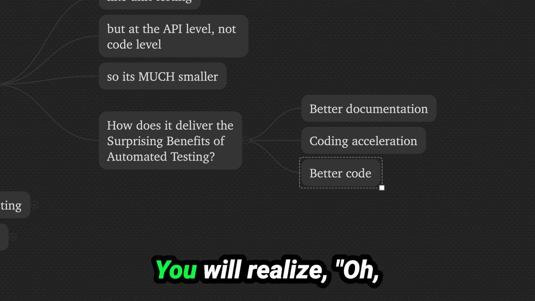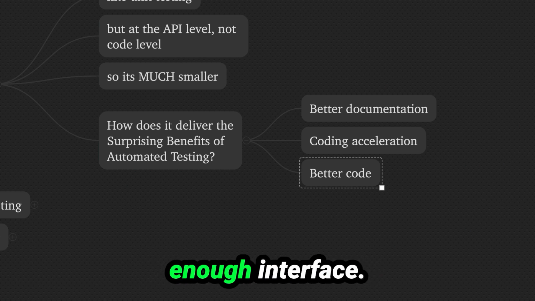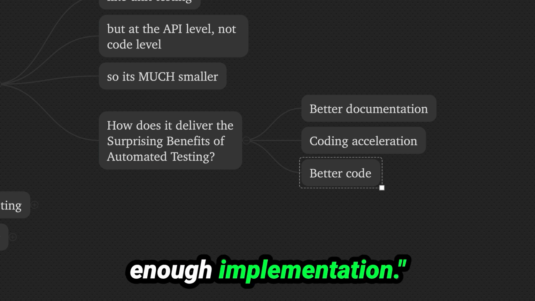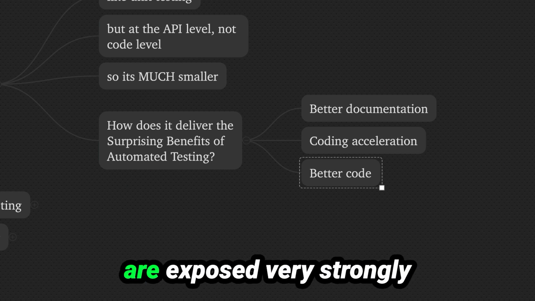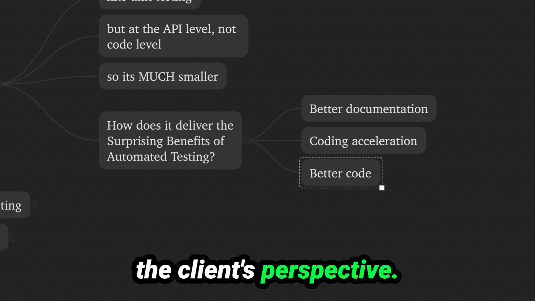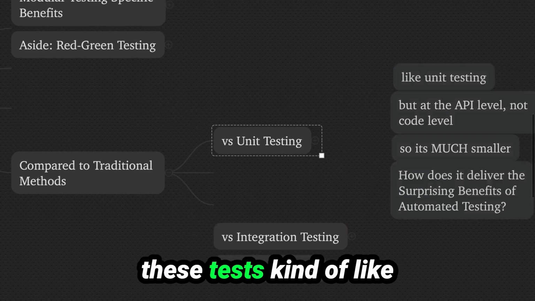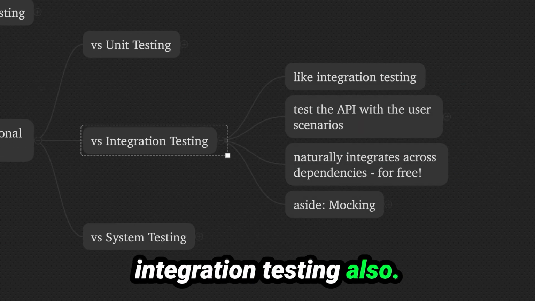All of these benefits, as you're paying attention to them, will drive you to better and better modular design. You will realize, oh, I don't have a strong enough abstraction. I don't have a strong enough purpose. I don't have a clear enough interface. I don't have a good enough implementation. All of those PyCI things are exposed very strongly because you're writing everything from the modular perspective, from the client's perspective. It's kind of like unit testing, but you're going to write these tests kind of like integration testing also.